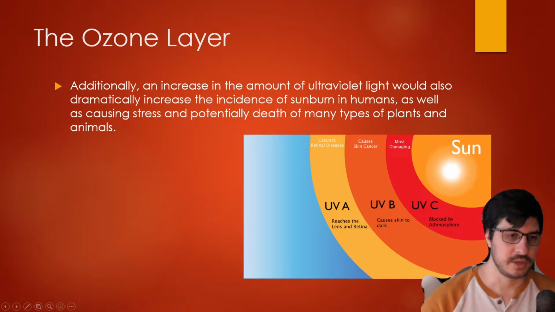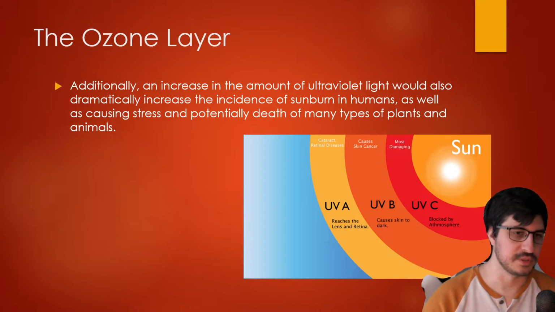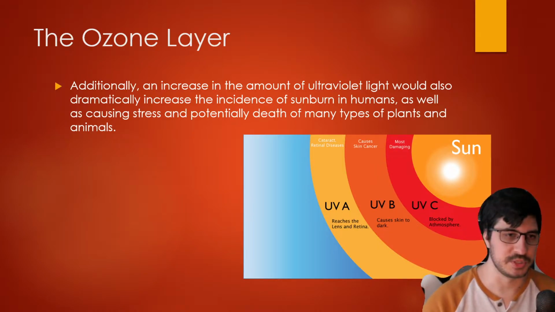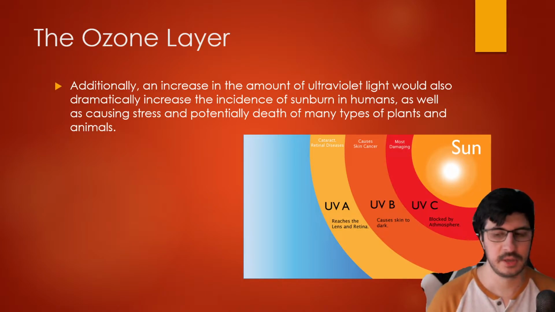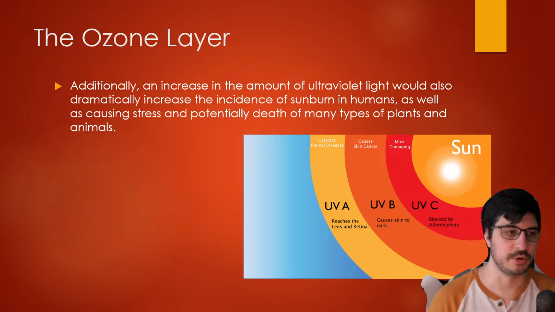UVB rays, on the other hand, are the ones that you're always warned about by your parents and in commercials and public service announcements and stuff like that. They're the ones that cause those painful and visible sunburns. They can also cause skin cancer. These skin cancers usually originate in the epidermis, which is the top layer of your skin, since they can't penetrate as deeply as UVA. They are often referred to as the burning rays.